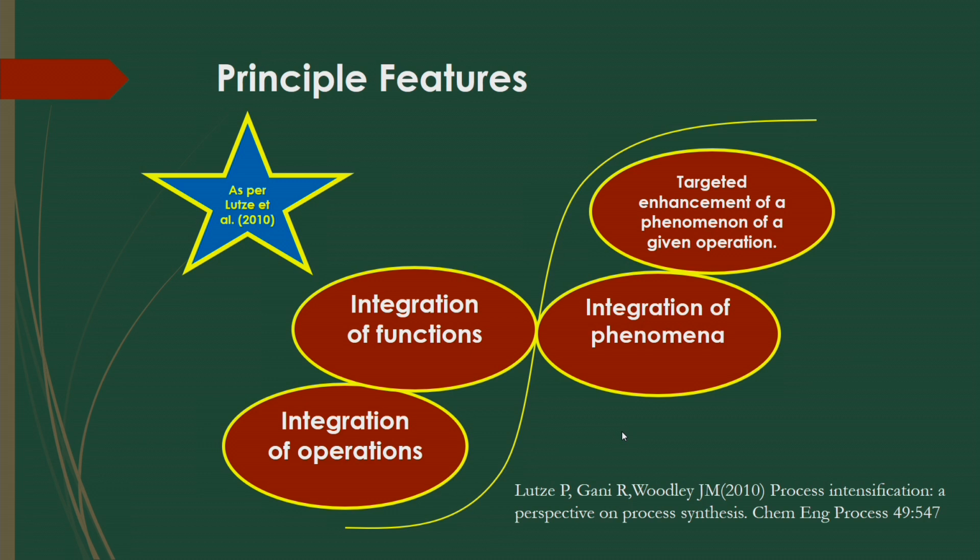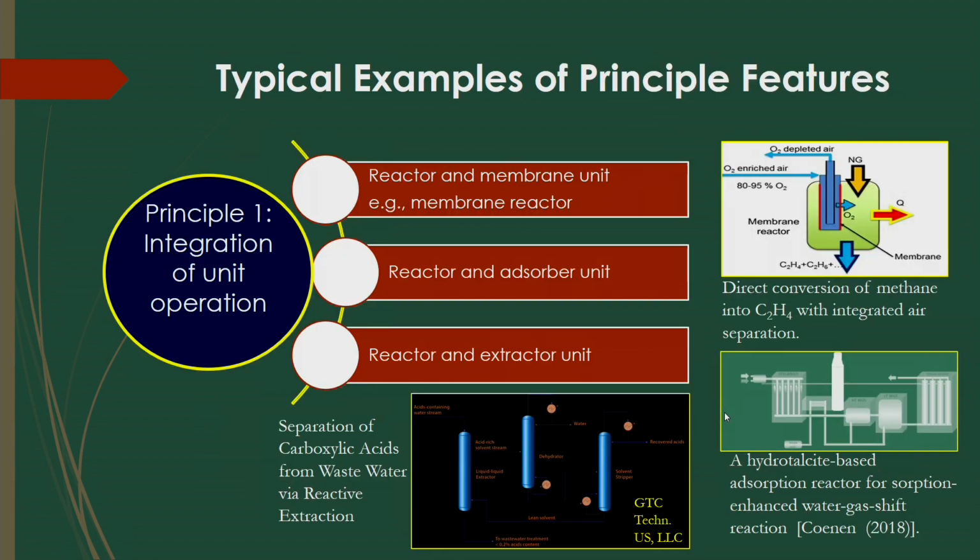You cannot use arbitrary materials to give that particular output. So, you have to wisely select those materials when you are going to have your targeted product. You have to consider those materials wisely for process intensification. So, these are the features given by Lutz et al. 2010. These are also very important features that you have to keep in mind for the particular process intensification.